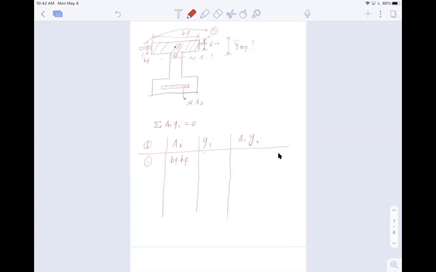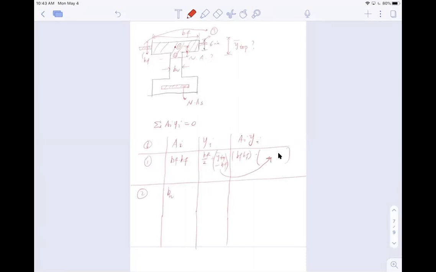Now the distance would be hf divided by 2, which is this distance, plus this distance. So it will be hf divided by 2 plus y top minus hf. So this here would be bf times hf, and then you just multiply these two. I'm going to save that. And then part 2 here. The area of that will be bw now, the width of the web.